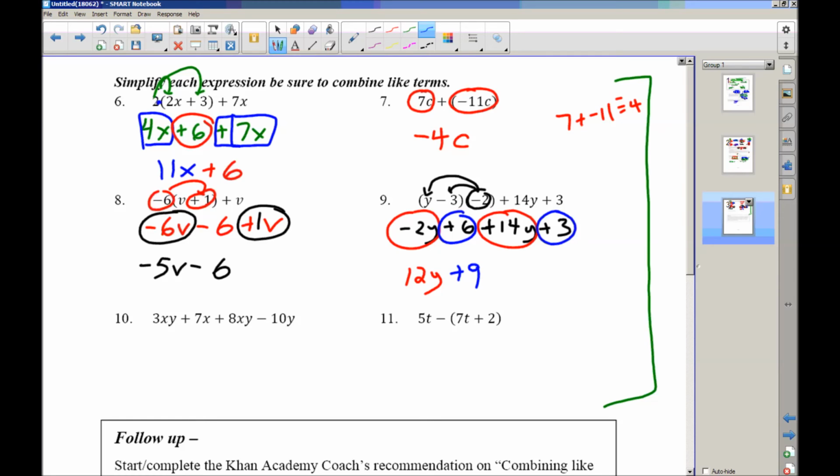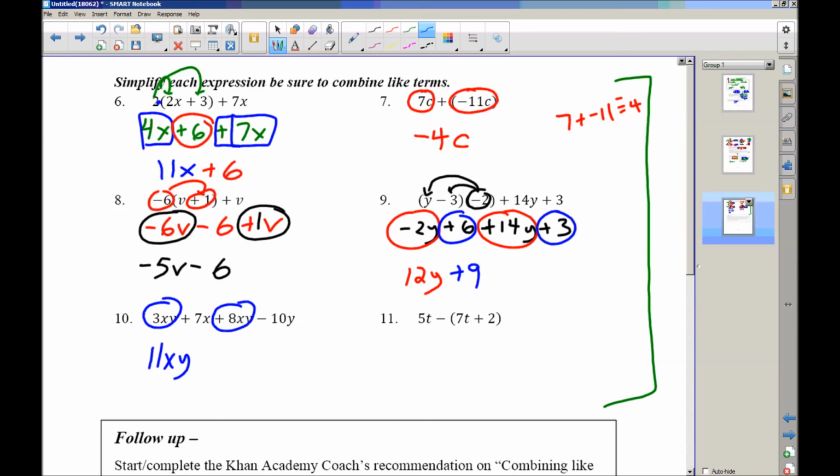2 more. So we have to figure out who are like terms here. Well, the first term is 3xy and 8xy. They have the same variable parts. Okay, so we'll put those together first. 11xy. And that's because they have more variables than the other two.